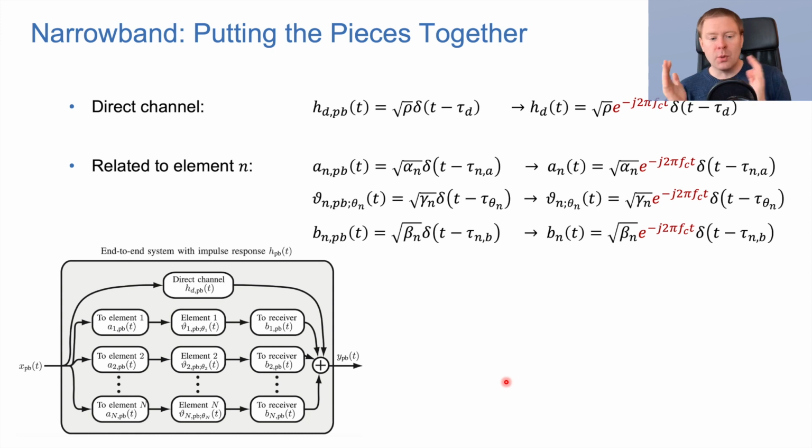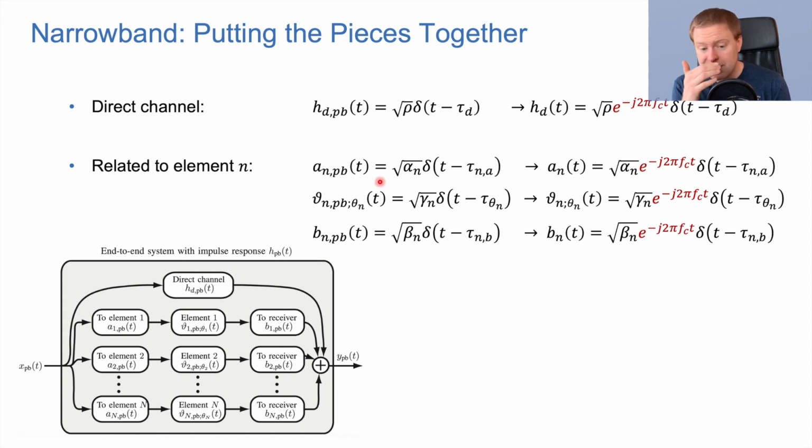So let's now put all the pieces together. So we're getting our narrowband channel model when we have a reconfigurable intelligent surface. Well, the direct channel, we can describe it as having an amplitude loss and delay, as we said before for modeling channels. Say that there's only one path like this. Then when we are moving it from the passband to the baseband, we use the same thing, we just need to multiply with e to the power minus j2 pi fc t.